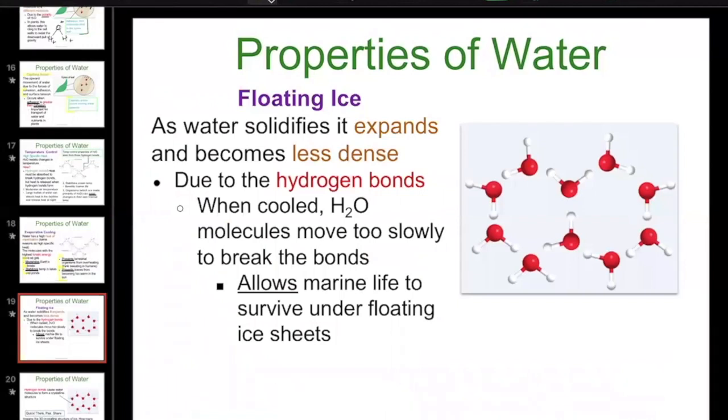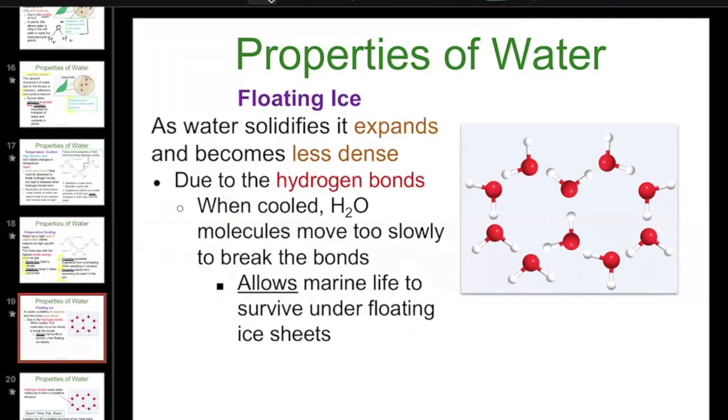All right, finally, floating ice. Water that solidifies gets bigger, it expands a little, and it becomes less dense, meaning the water molecules are not as tightly packed together as they are when they're in liquid form. This is because when water cools down to form ice, the molecules start to move really, really slowly. Remember, we said that all atoms are always moving, okay? And in water, they're moving particularly fast.